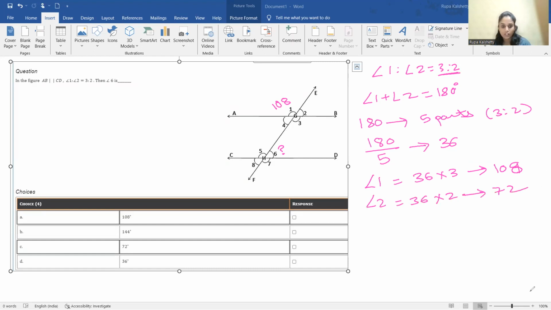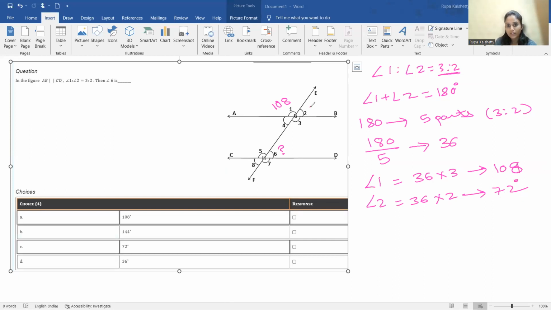In fact, you need not even find out angle 1 here. Finding angle 2 is enough. Okay, once you know the angle 2 is 36 times 2 because it is a second part. The ratio is 3 is to 2. So angle 1 is 3 parts of total 180 and angle 2 is 2 parts of 180. Okay, so here you can say angle 2 is 72 degree.